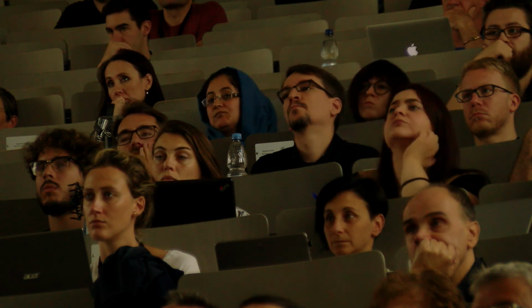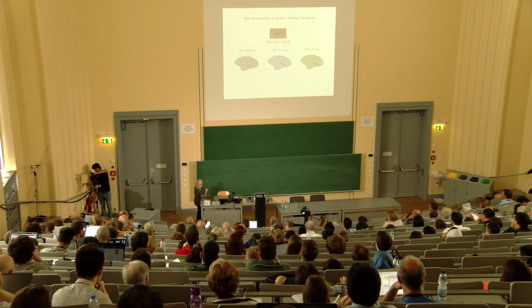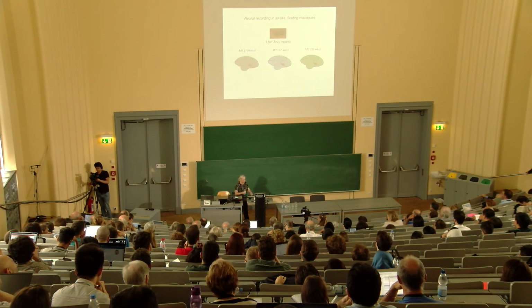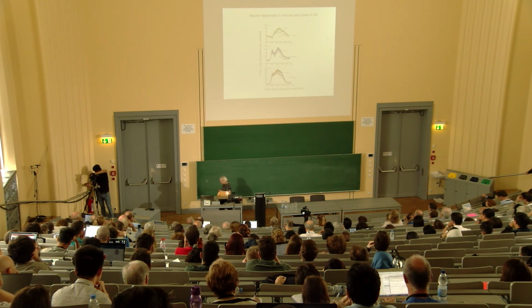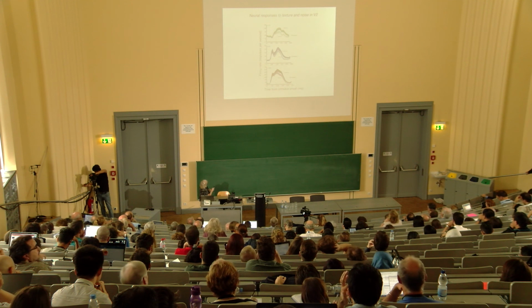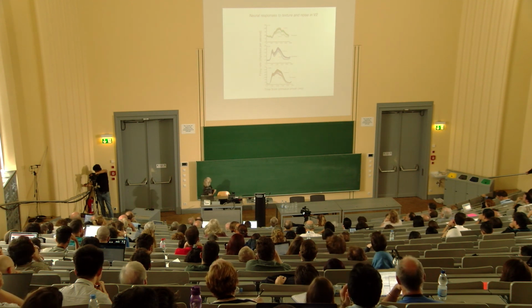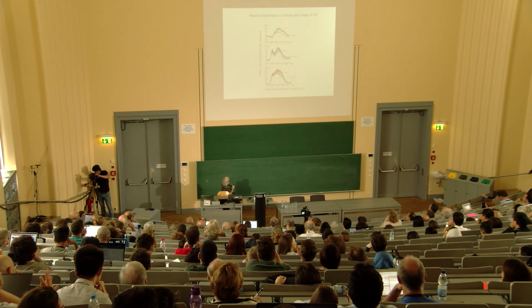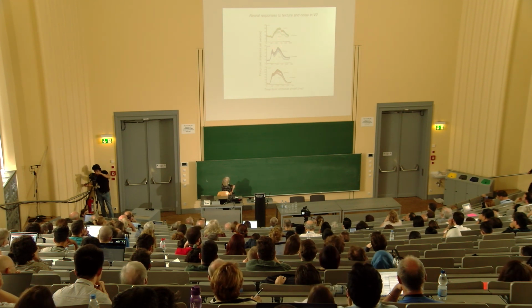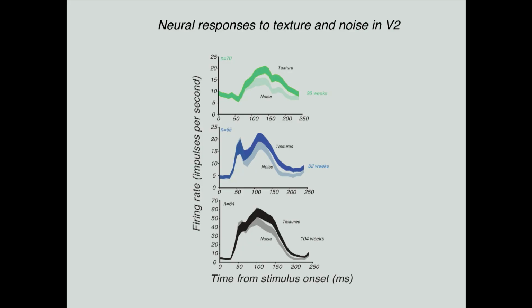The youngest animal to date was 26 weeks, another animal at 1 year, and another animal at 2 years. And these are the post-stimulus time histograms from each of those animals, youngest to oldest, from top to bottom. And the same representation here, where the pale band is the response of the population to noise stimuli, and the dark band is the response of the population to the texture stimuli.